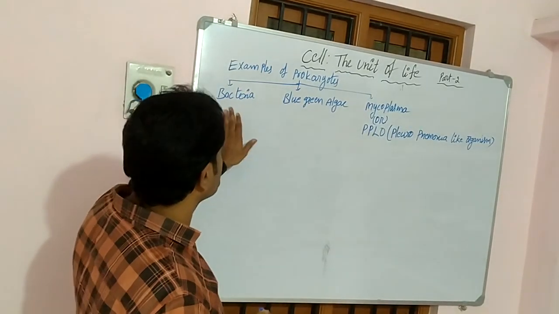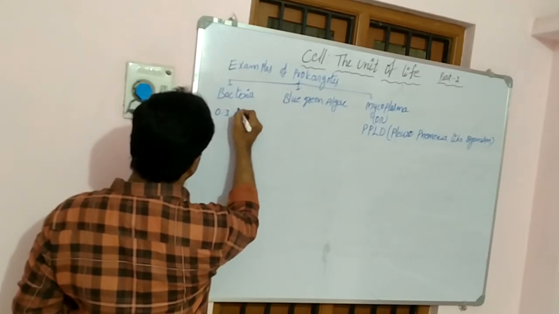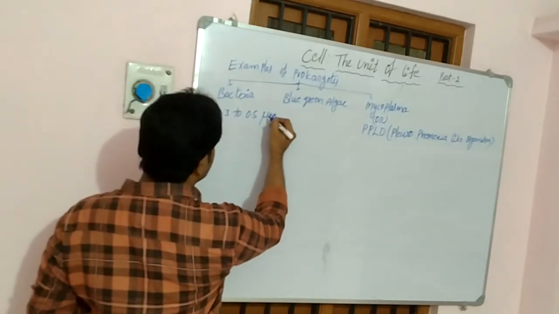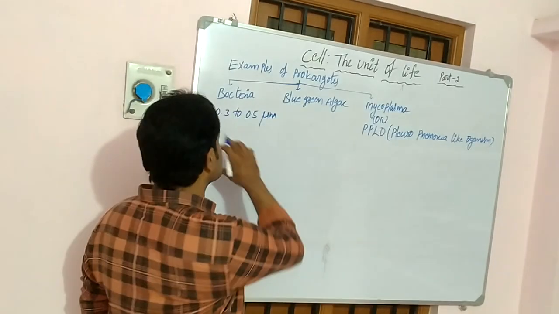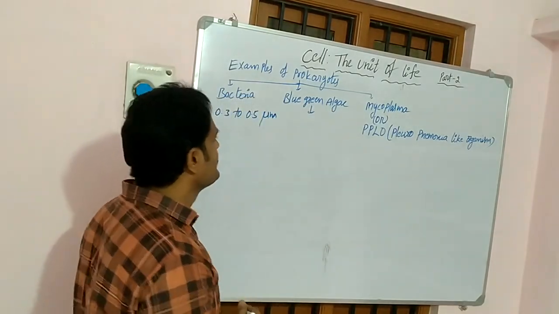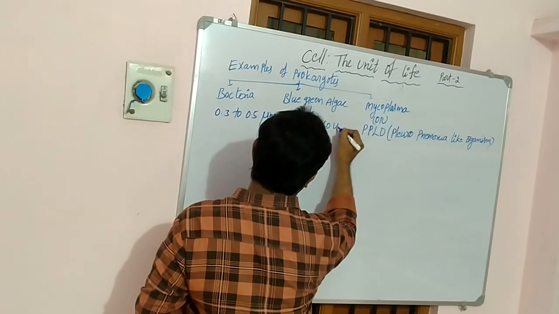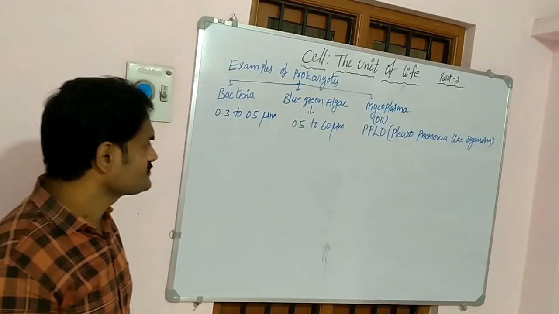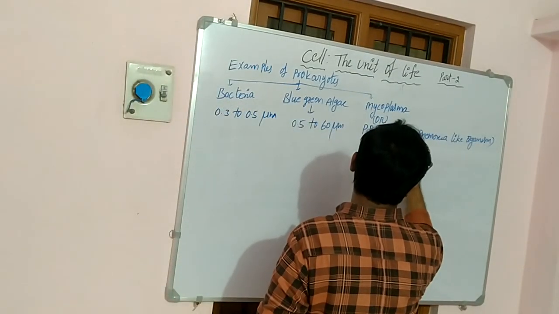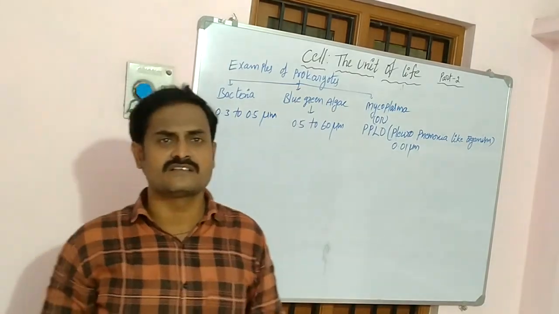When compared, the size of bacteria is nearly 0.3 to 0.5 μm. μm means micrometers. This is the size of the bacteria. In blue-green algae, the size is nearly 0.5 to 60 μm. Then the mycoplasma is 0.01 μm. So this is the smallest organism in the world.